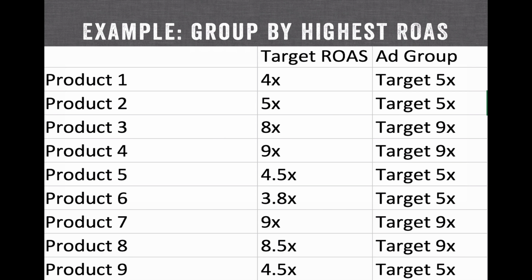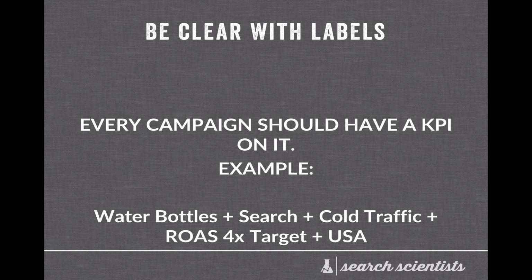So for example, product 1 and 2, they both have a target return on ad spend of 4 and 5 respectively. Meaning you can just take both of these products and put them into an ad group targeting 5x. If you take a look at product 3 and 4, you can see that same situation. Target return on ad spend is 8 and 9x. You can just take both of those, put those in the 9x target. So when you group things like this, it allows you as a starting off point to easily organize your campaigns.